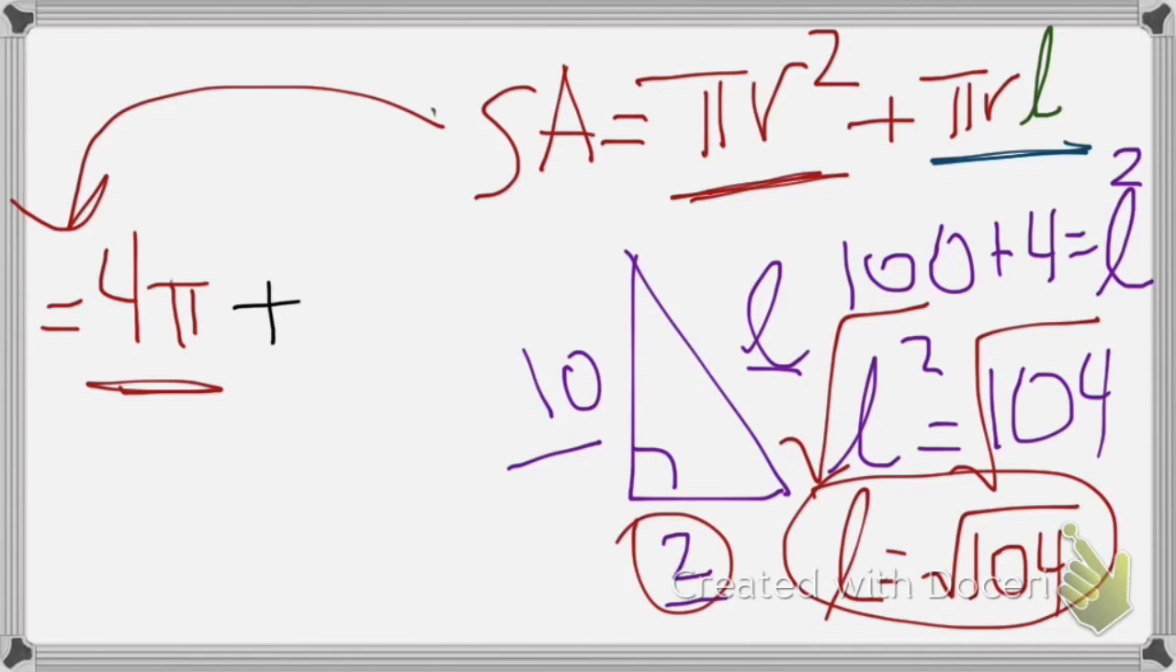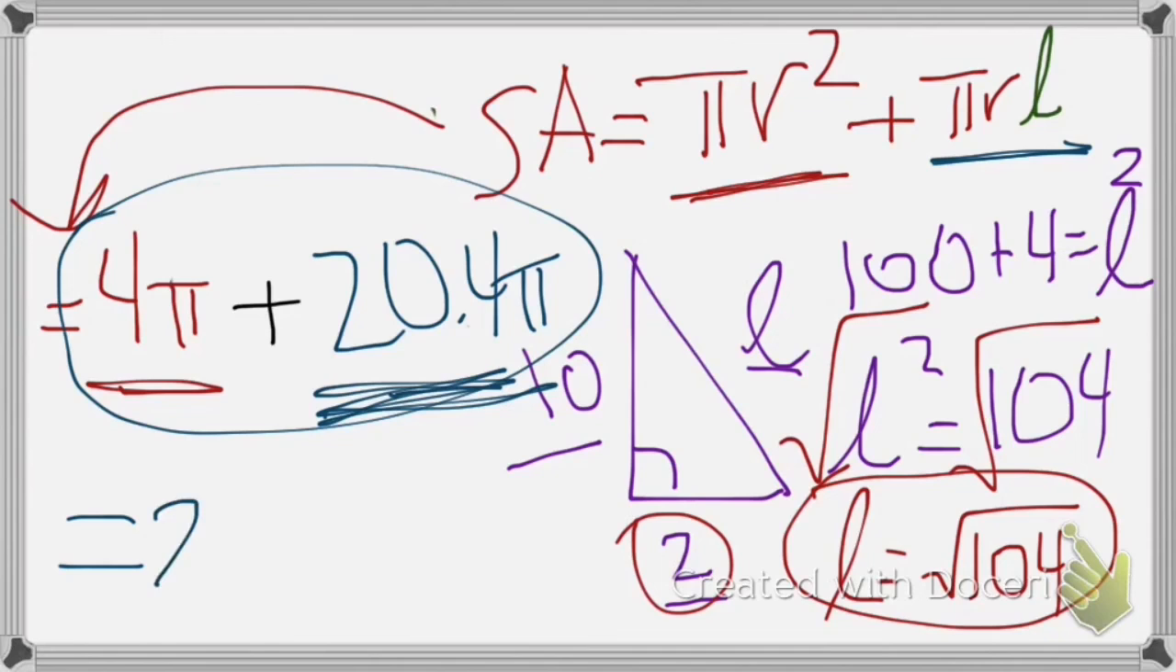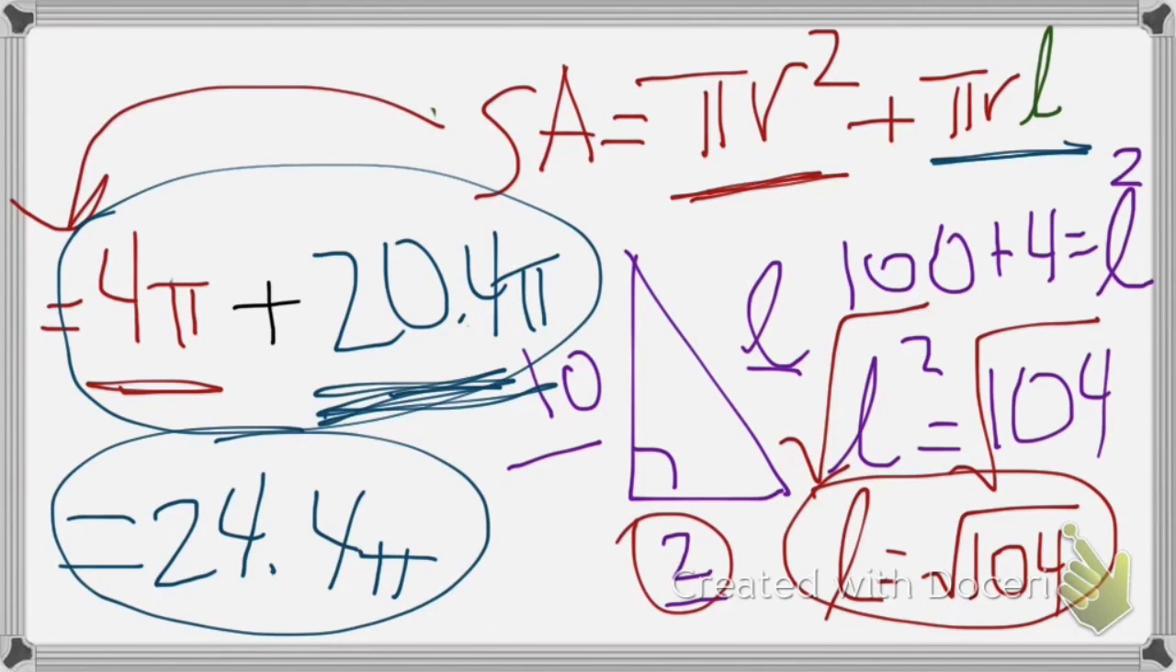And then we would have to multiply that by pi. So pi r squared was 4 pi. Pi r L came out to 20.4 pi. Now we just have to add those two together, and it should be 24.4 pi. And that would be the surface area. Okay? So try that one. You only have one of these, one cone to do on number 11. So try it with that, see how it works.